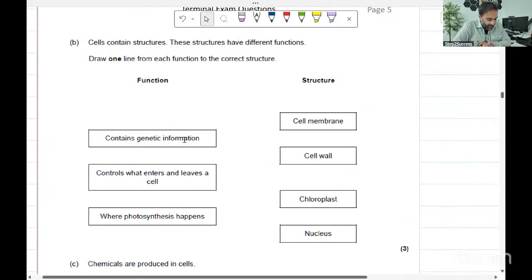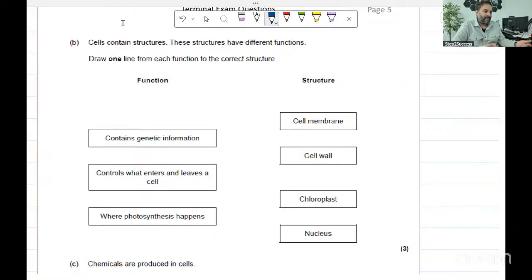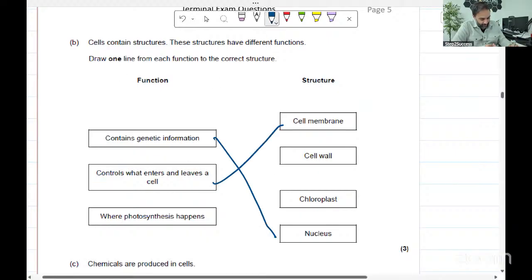Cells contain structures. These structures have different functions. Draw one line to each. This goes back to the topic of cells. Contains genetic information is your nucleus. Controls what enters and leaves the cell is a cell membrane. Where photosynthesis happens is a chloroplast.